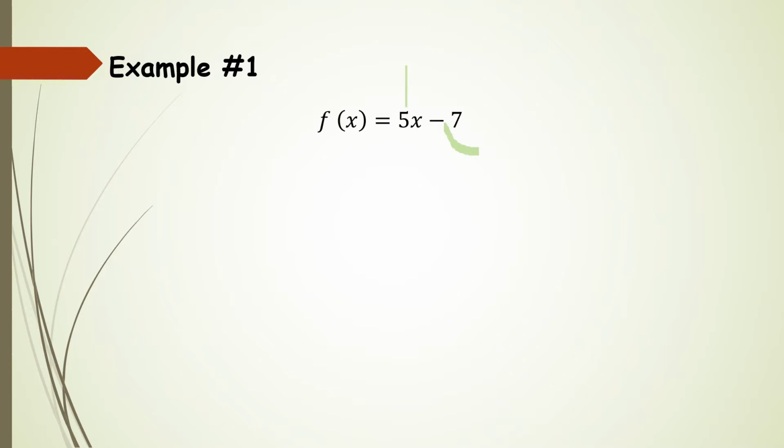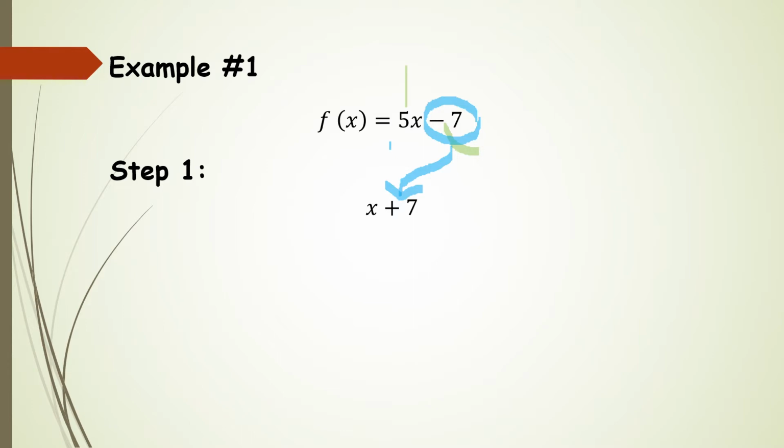So, sa step 1 natin, ang una nating titingnan ay yung last na operation, which is minus. So, meron tayong minus 7. Kasi initially, magsusulat tayo ng x and putting the inverse of minus 7, which is plus 7.